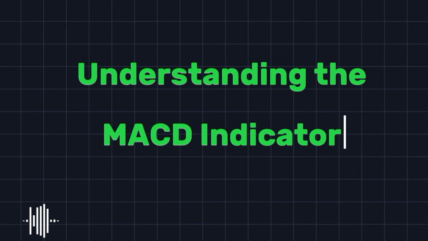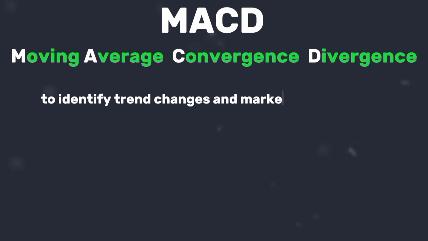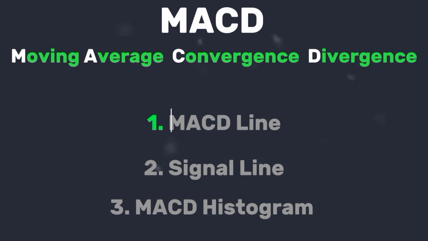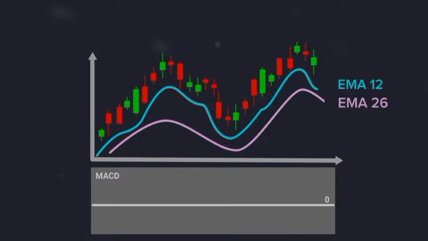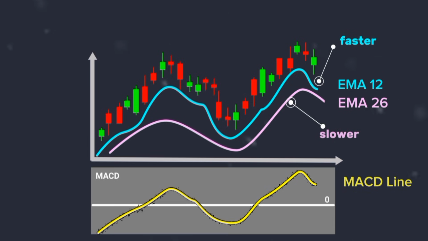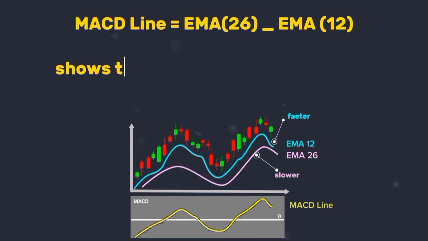Understanding the MACD indicator. The MACD, Moving Average Convergence Divergence, is a popular and powerful tool used to identify trend changes in market momentum. It consists of three main components. 1. MACD line. The MACD line is calculated by subtracting the 26-period exponential moving average (EMA) from the 12-period EMA. The 12-period EMA reacts more quickly to price changes, while the 26-period EMA is slower. The difference between these two EMAs, the MACD line, shows the momentum of the market.